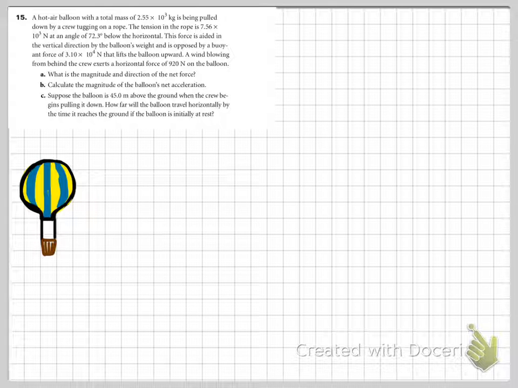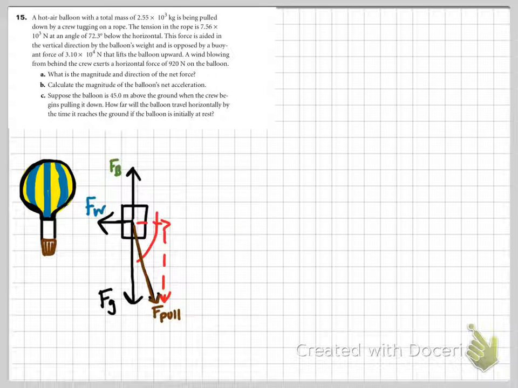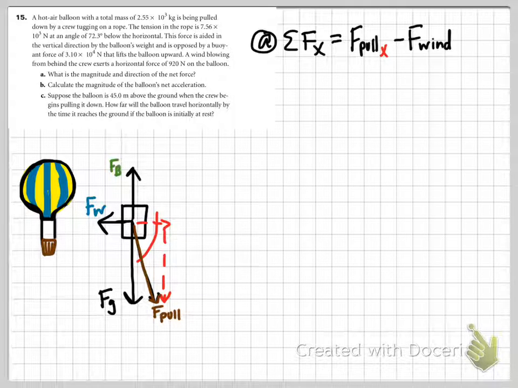However, there's a buoyant force, that's an upward force that lifts the balloon, and we've got wind blowing from behind the crew, so that's working against them. We want to know the net force, net acceleration, and we'll get to part C in a second. So I've drawn a fun little balloon here, but that really doesn't help us because what we need is something more like that. So we've got a free body diagram showing all the forces and approximating the object as a square. And for part A, this is just a net force problem.